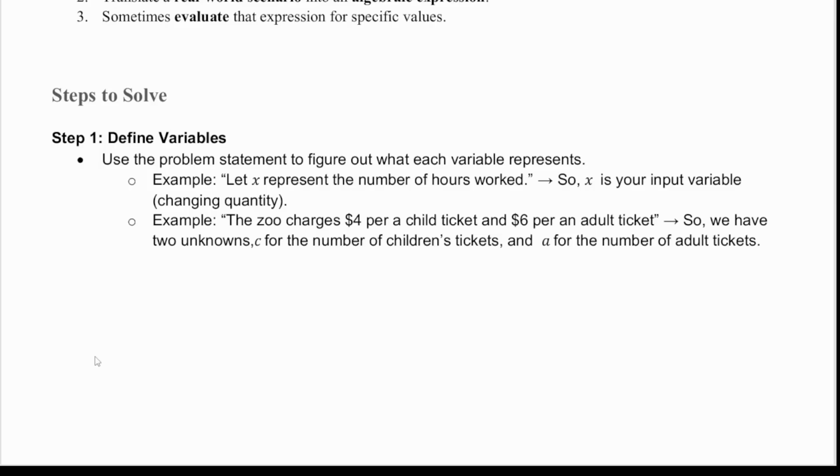So if you have something that, for example, says the zoo charges $4 per child ticket and $6 per adult ticket, well, those are your two unknowns. Child ticket, which you can assign some sort of variable, probably commonly a C. Adult ticket, you can assign a variable, probably commonly an A. And $4 per, that per language is really implying multiplication. Every time you see per, you should probably be thinking we're going to be multiplying values in some way. So we have $4 per child ticket, $6 per adult ticket.